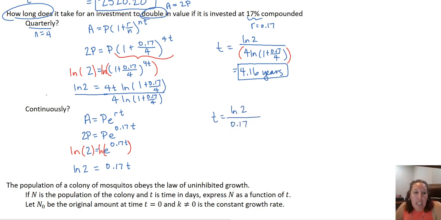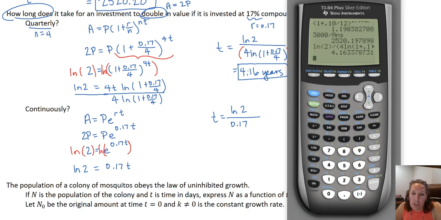Now in this, since something happening continuously happens more often than something happening quarterly, we're going to earn interest on our interest a little bit faster. And so this one, we expect it to happen in a little bit shorter time frame. So we look for something a little bit smaller than 4.16. So the natural log of 2 divided by 0.17 is 4.08 if we round it off to the nearest hundredth of a year.